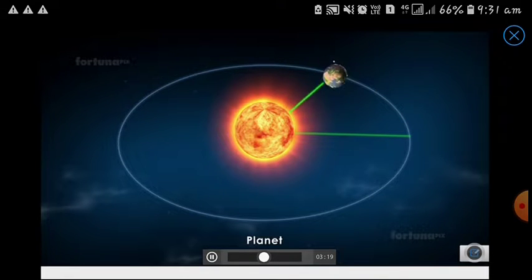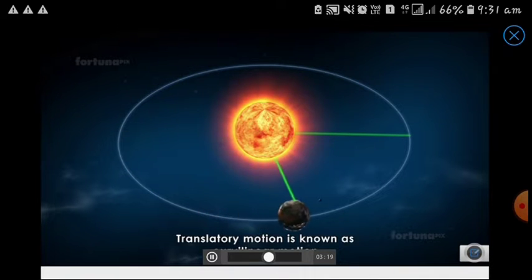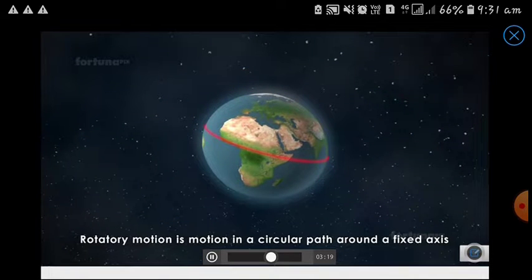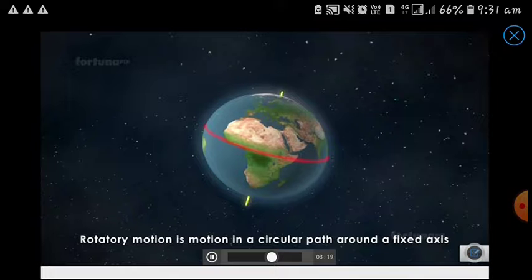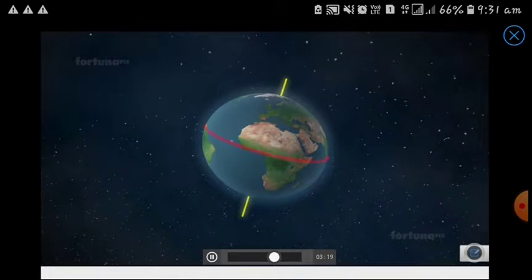Let's look at the movement of the planets. Planets orbit the sun in a curved path, beginning at a given point and returning to that point after a period of time. Such translatory motion is known as curvilinear motion. Rotatory motion is motion in a circular path around a fixed axis. Planets, such as our Earth, rotate about their axes.